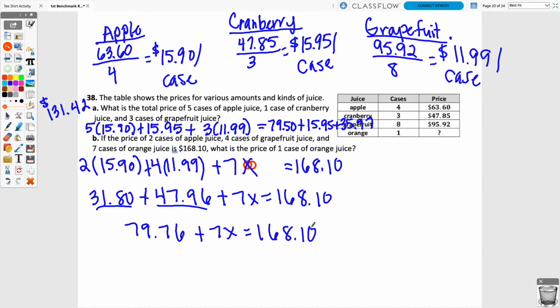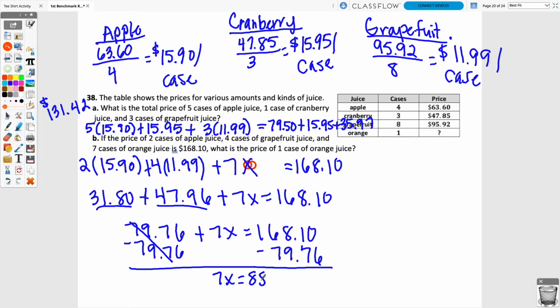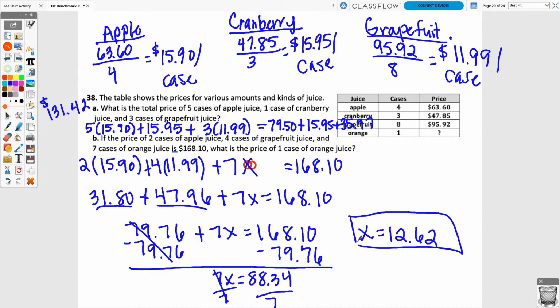Do I need to get rid of my 79.76 or my 7 first? Absolutely. So I'm going to subtract that 79.76 to get rid of it. Cancel out. Bring down my 7x. And then I'm going to subtract 168.10 minus 79.76. And that's going to give me 88.34. And then what's my last step to get my x by itself, Brooklyn? Divide by 7. Alright, so when I divide 88.34 by 7, I get $12.62. So that would be how much each case of orange juice costs.